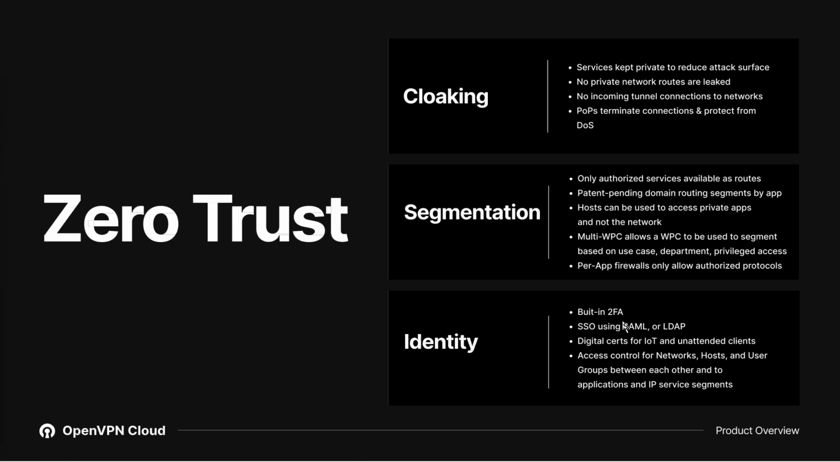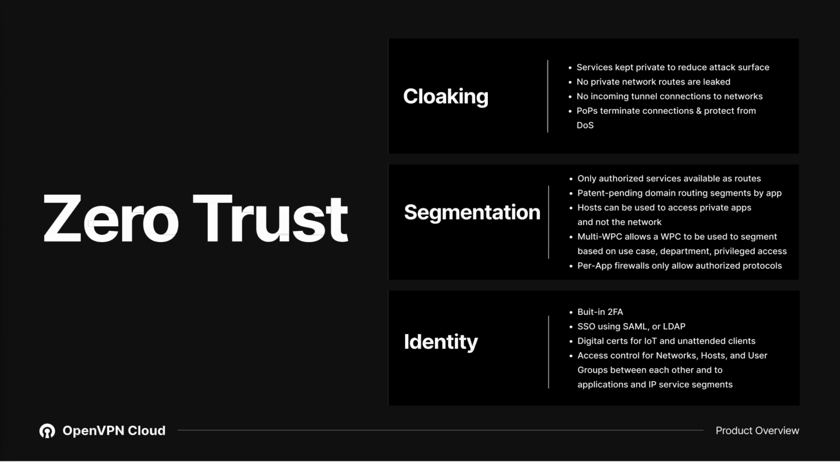Again, we're going to see that in a minute. Also, when it comes to identity, built-in two-factor authentication is available. You can turn that on easily in the admin portal. Single sign-on using SAML or LDAP. You can use your own identity provider such as Azure Active Directory or Windows Active Directory or any other identity provider. Again, simple configuration through the admin portal. Access control for networks, hosts, and user groups are available as well, and you can enable those.